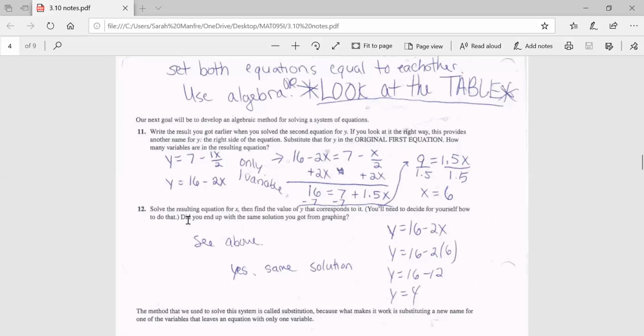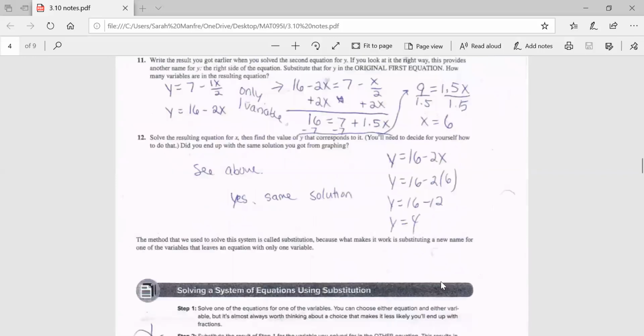So I already did number 12. I did that up here. I should have done it down here. But the one thing I didn't do is we need to also find our y. So you take either equation. It doesn't matter which one. I chose the second equation because I think it has easier numbers since we don't have a fraction. And I'm going to replace this x with the answer we got, 6. So it's y equals 16 minus 2 times 6, and you get y equals 4. And notice that you get the exact same solution that we got above.